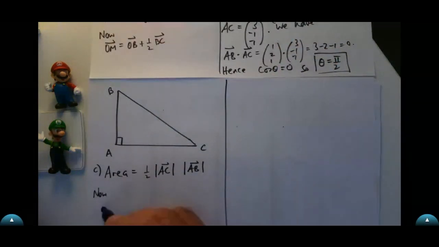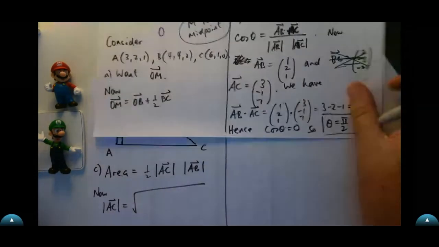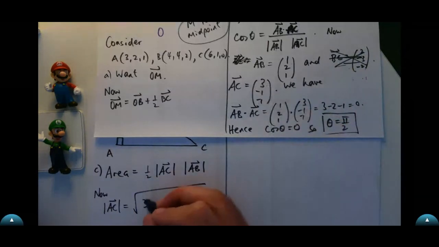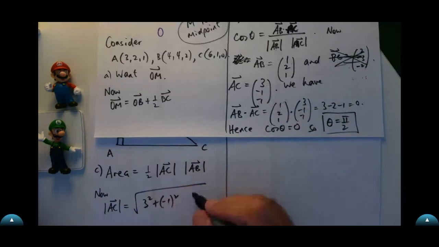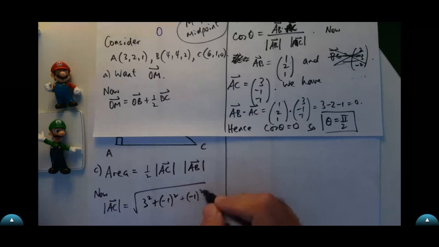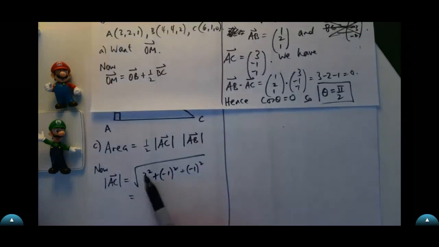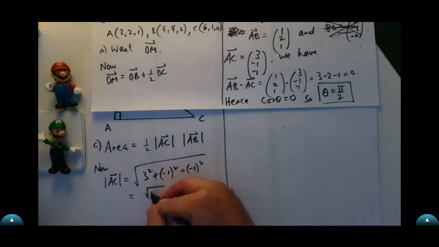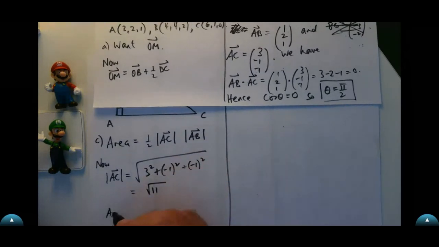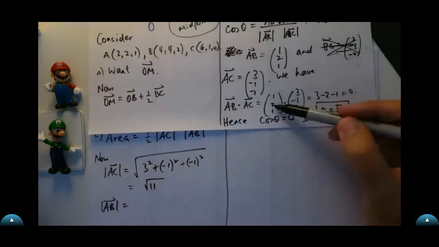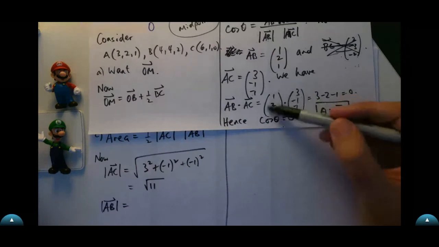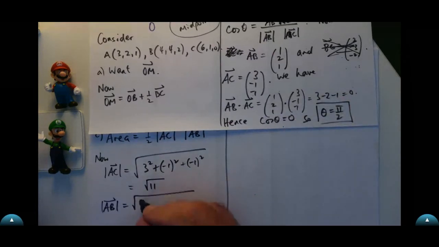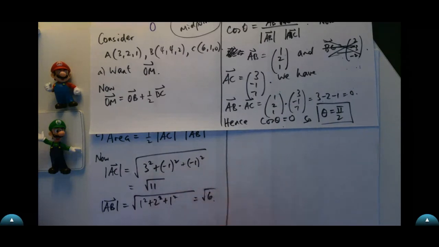So let's work them out. And the way you work it out, of course, is just using Pythagoras's theorem, which is nice. So you square each of the components and you add them together and you take the square root. So 9 plus 1 plus 1, root 11. For AB, we've got 1, 2, 1. So 1 squared plus 2 squared plus 1 squared, all square rooted. So you're going to get something like root 6.